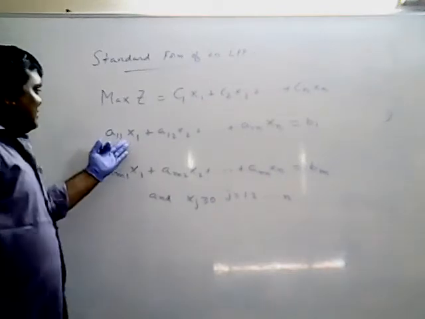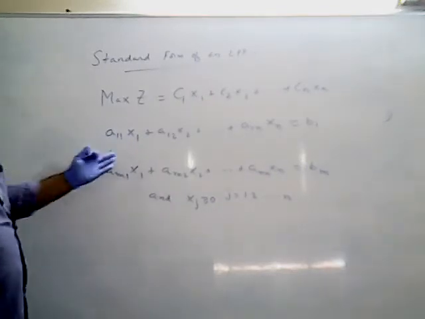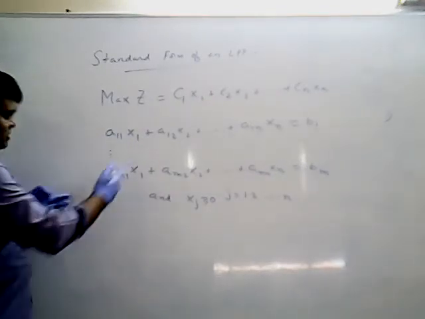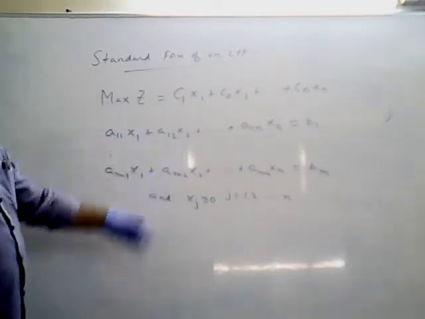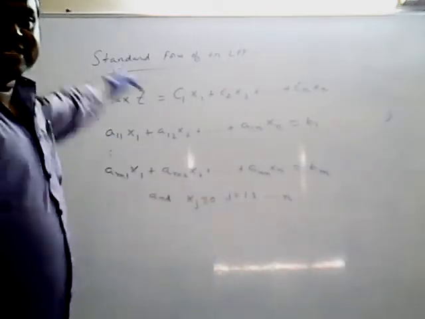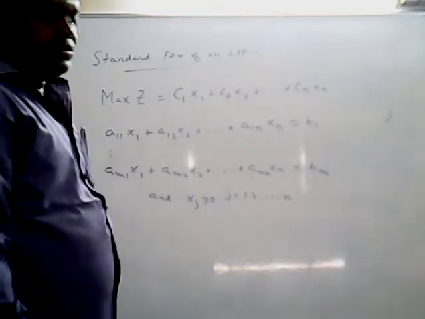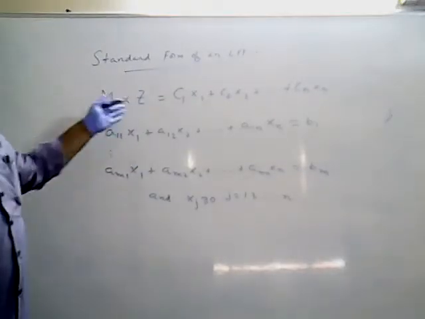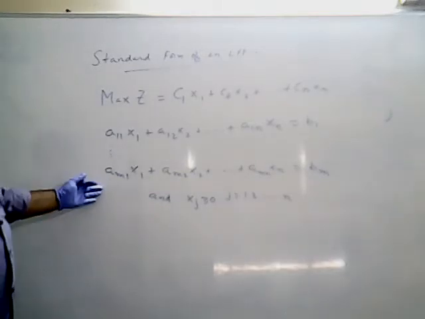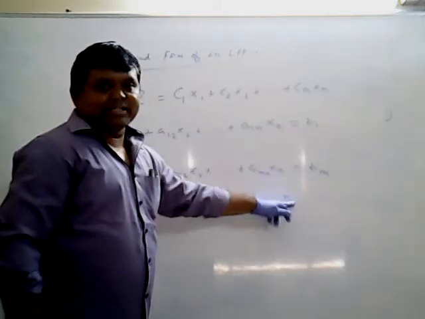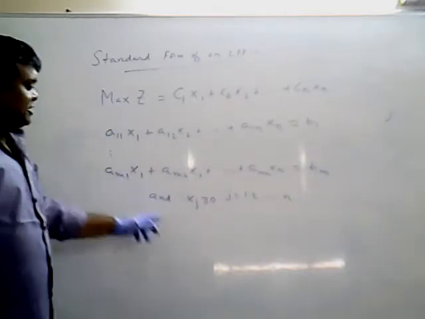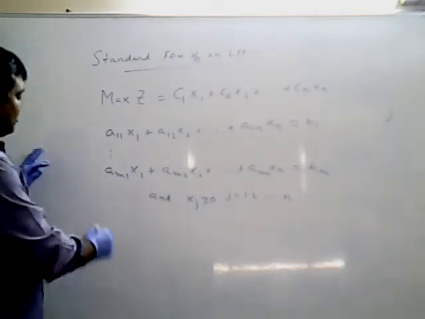If you want to write this into a simple form, matrix form, how can you write this one? Anyway, we will discuss matrix form next. So this is the standard form of an LPP: maximum z, and the set of constraints always equal type. In standard form, objective function is maximization type. Decision variables are non-negative.